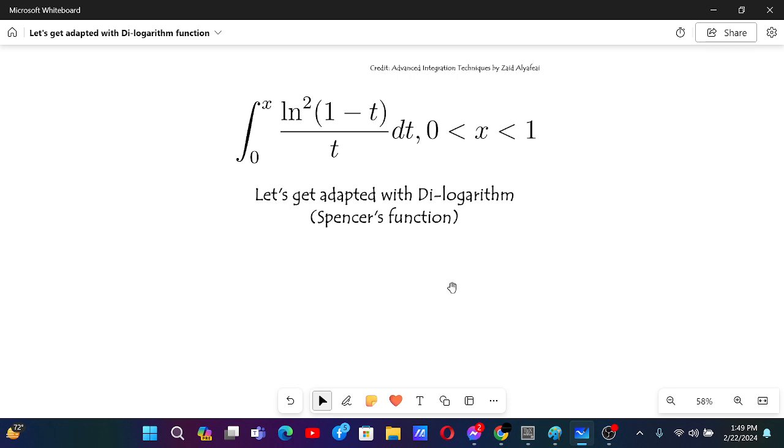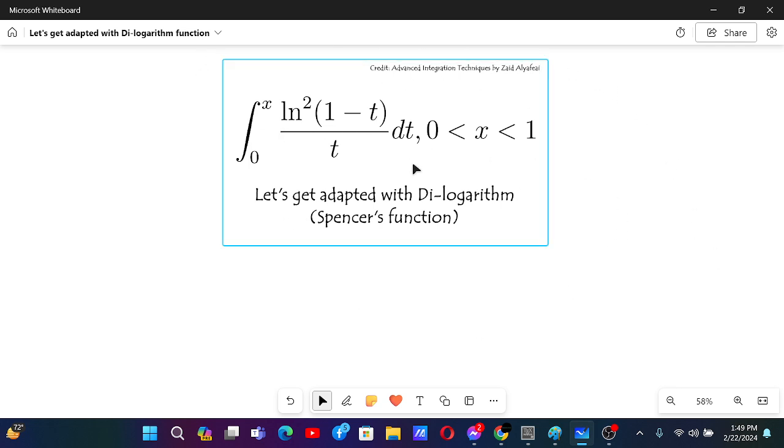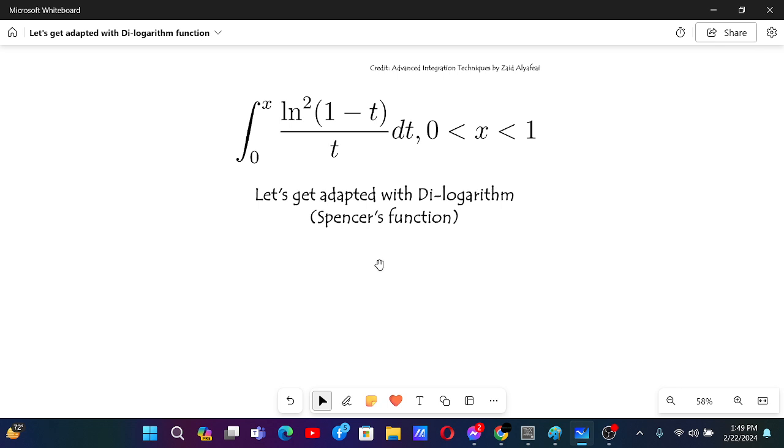Let's get adapted with the logarithm function with this integral. In solving this integral, we will be using the logarithm function quite a lot, and while using that, I do hope that you will be somehow more familiar with this function. Yeah, let's begin. So how do we begin?